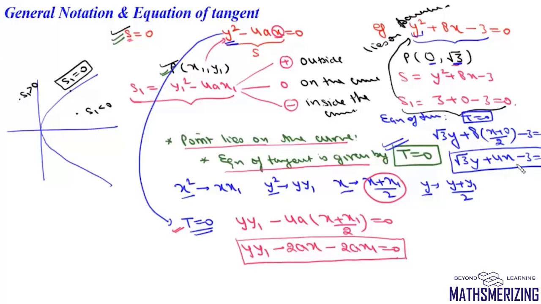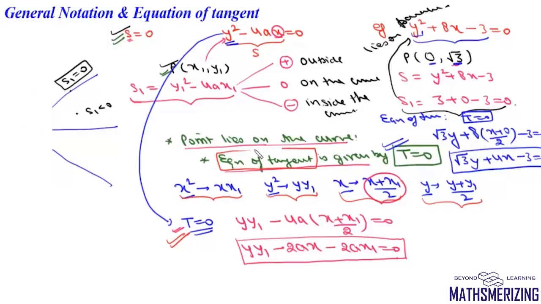So this method is applicable for any curve. So even if it is circle, ellipse, hyperbola, or a parabola, if the point lies on the curve, if we have to find equation of tangent through that point, then all we simply need to do is to find T equals to 0 by replacing x square with x x1, y square with y y1, x with (x plus x1) upon 2, and y with (y plus y1) upon 2. And then we'll get this equation which is T equals to 0, which when a point lies on the curve is going to represent equation of tangent.